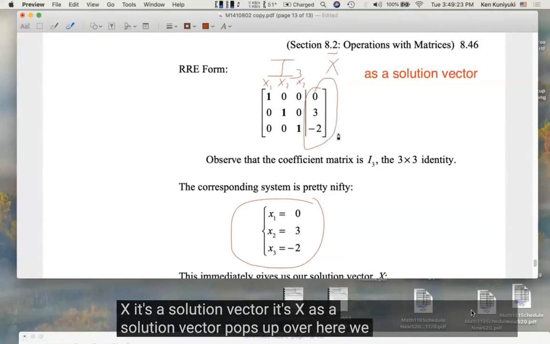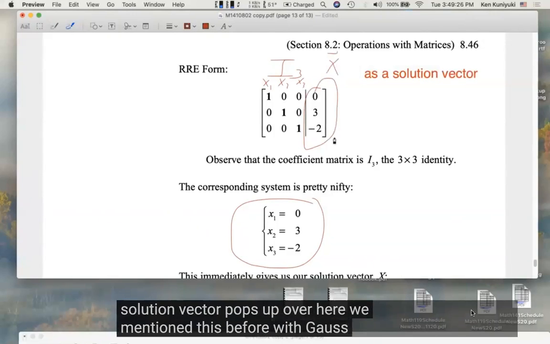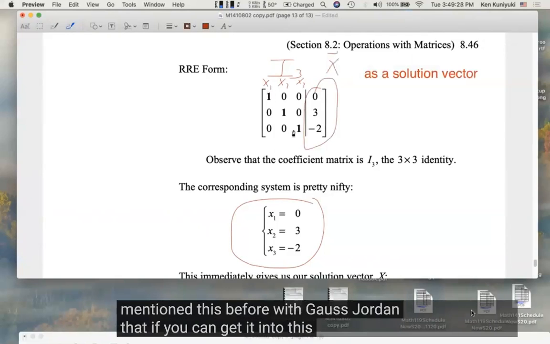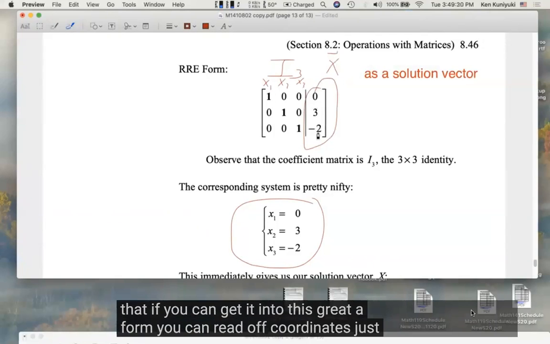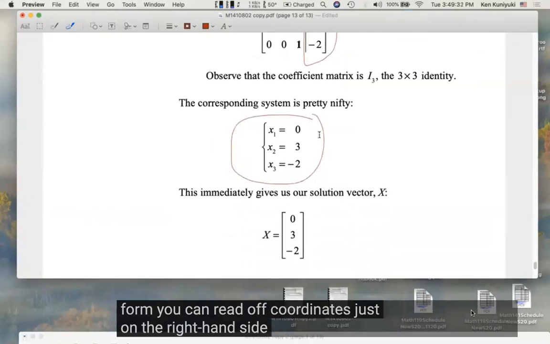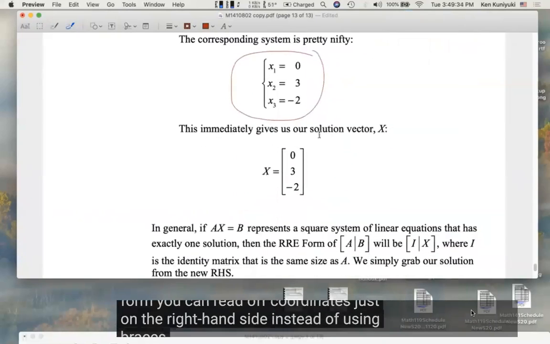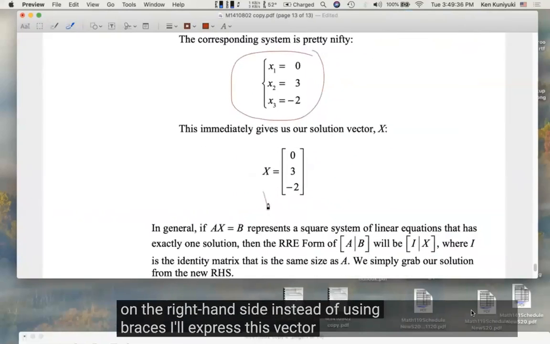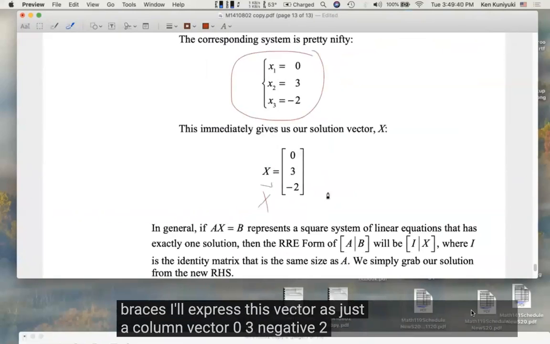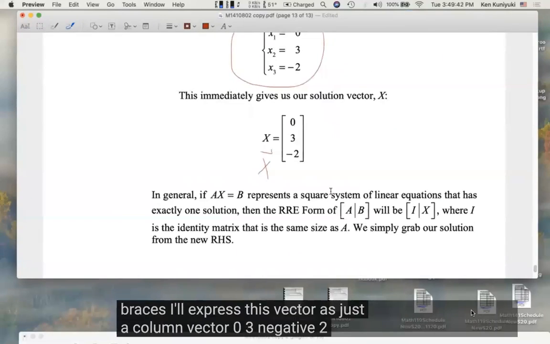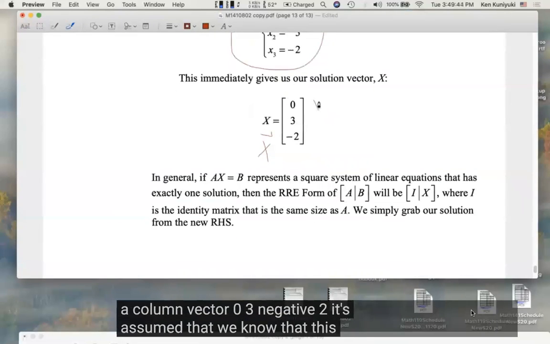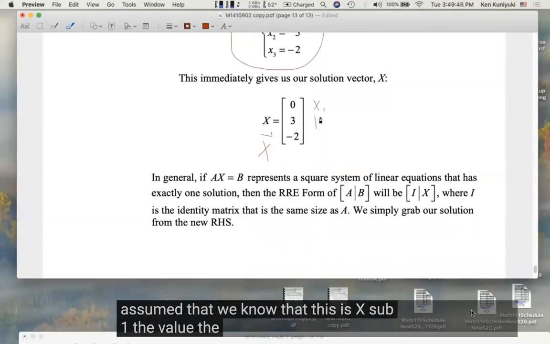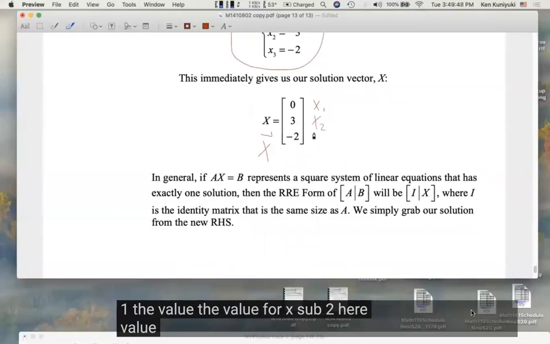It pops up over here. We mentioned this before with Gauss-Jordan, that if you can get it into this great a form, you can read off coordinates just on the right-hand side. Instead of using braces, I'll express this vector as just a column vector, 0, 3, negative 2. It's assumed that we know that this is the value for x sub 1, the value for x sub 2 here, the value for x sub 3 here. And you can check.